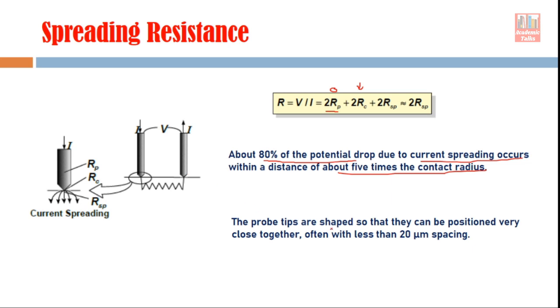So the probe tips are shaped in such a way that they can be positioned very close together, and often the gap between these two probes is less than 20 micrometer. In case of a 4 probe setup, the gap between these probes is about 150 micrometer, it's more than this. So the gap is 0.15 centimeter, something like this.